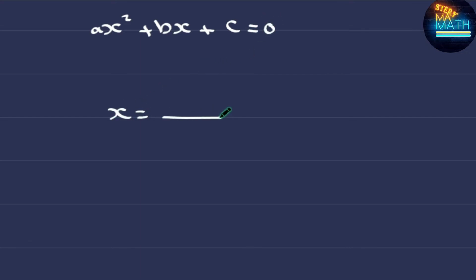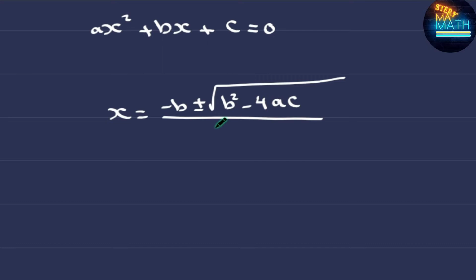Before mentioning the quadratic formula or the general formula, we should know that making the equation equal to 0 is better for the quadratic formula. I mean making it in the standard form, like ax squared plus bx plus c is equal to 0. Now we are ready for mentioning the quadratic formula, which is x is equal to negative b plus or minus the square root of b squared minus 4ac all over 2a.